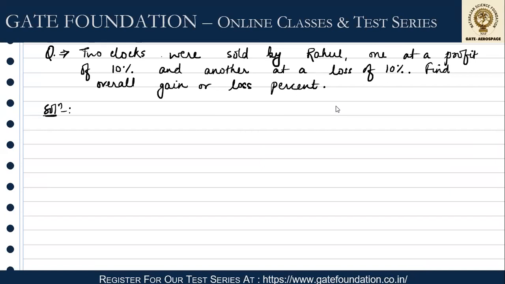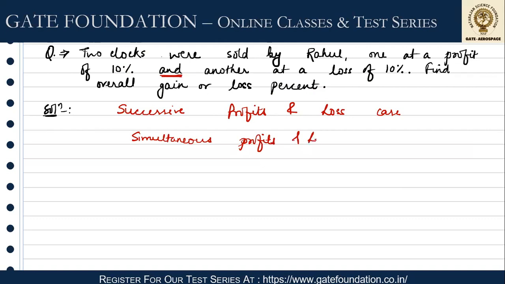Okay, so I guess you are getting the same answer, no profit, no loss. Let's try to see what can be done. So there are two clocks, one at a profit of 10% and another at a loss of 10%. Here we have a case of successive profits and loss. So the question changes here. There are two parts: one is successive, the other is simultaneous. So these two cases come.